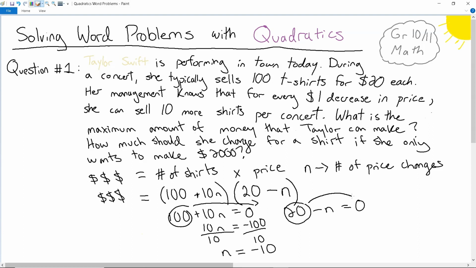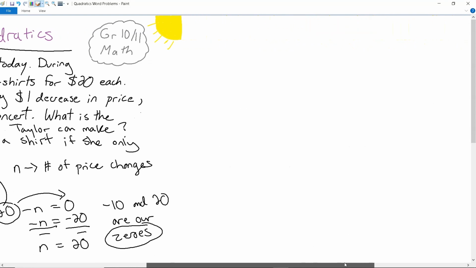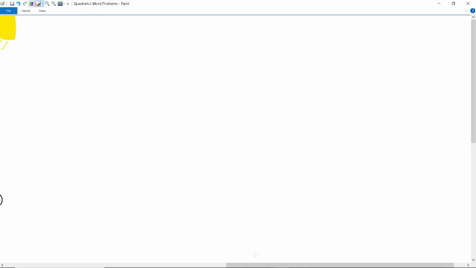For our second one, I'm going to move the 20 over. That becomes negative 20, and I'll just divide out the negative here. And that gives me 20. So negative 10 and 20 are our zeros. But that does not necessarily answer the question. It's just a stepping stone to get to our answer. So let's think about it with a rough sketch of the quadratic in question.